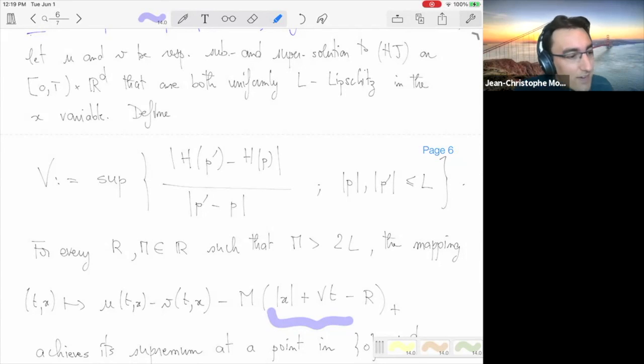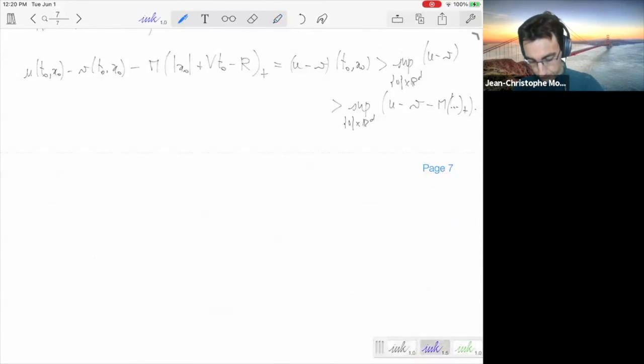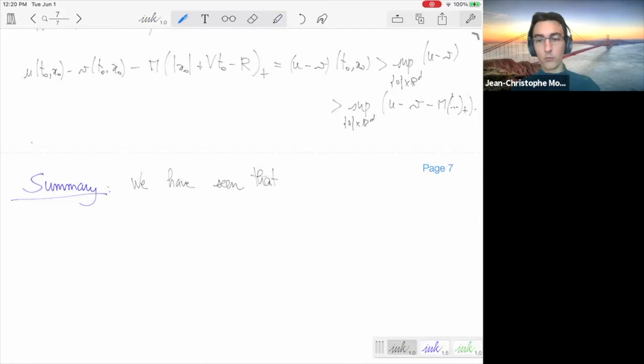So let me try to summarize what we have done today. Summary. So let's go back to thinking about our Curie-Weiss model. We have these functions Fn, and we want to nail down the limit of these functions. So today we have seen that, first of all, the sequence Fn is pre-compact.